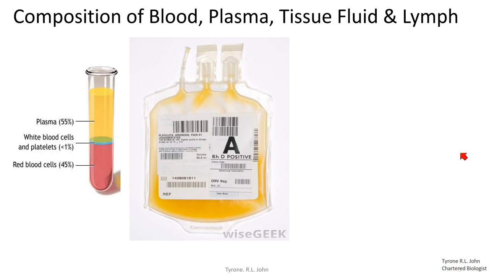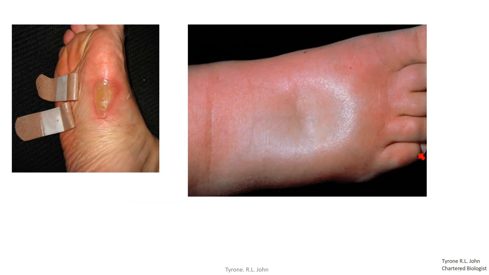Now, the next slide, just to warn you, does contain two pictures of feet. All right, now the reason why I've got those pictures in is, again, just to show you a little bit more about the tissue fluid and the plasma. Okay, so in these images, the one on the left, this is a blister. Okay, and within that blister, hopefully you can see that there is a yellowish fluid in there. Now, that is actually tissue fluid. Okay, that's what accumulates in blisters. All right, so you can see it's got sort of the same colour as that of plasma. Okay, so that's your blister.